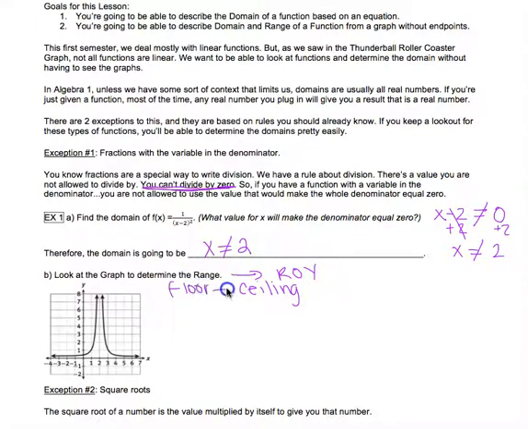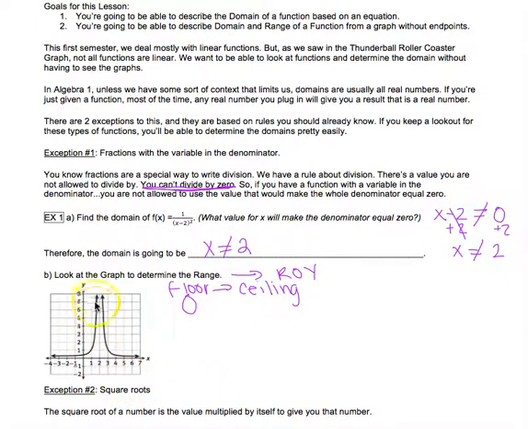So floor and ceiling. When I look down, the very lowest value I see is just above 0. I've got little arrows which indicate this is going on. I don't have any end points, so it doesn't look like it's ever touching the 0, but it does look like 0 is kind of a floor value.